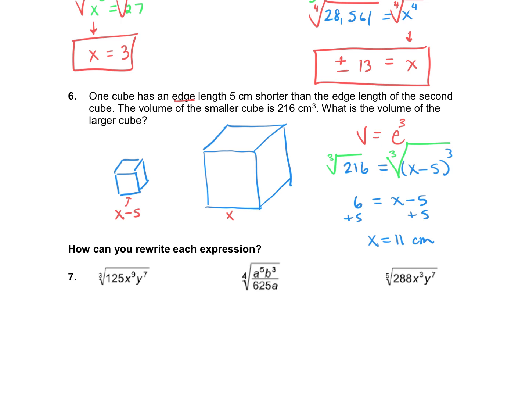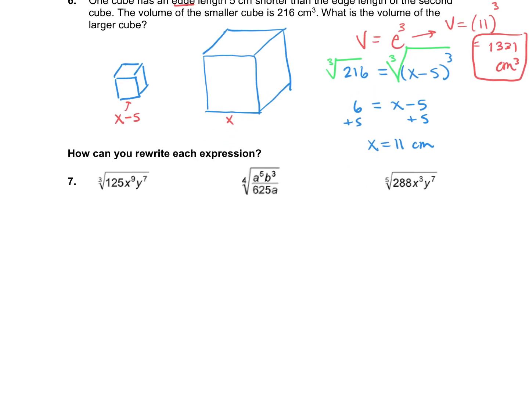And so did they ask us for the measurement of the larger cube? Let's take a look. What is the volume of the larger cube? Well, now that we know that this is 11, volume is equal to our edge to the third power. So we can just come back to this formula. The volume of the larger cube is our edge, which is 11 to the third power. And we get 1,331 centimeters cubed. So that will be the final answer we're looking for there.